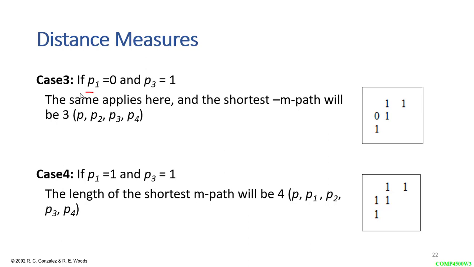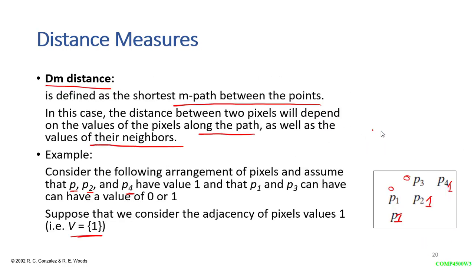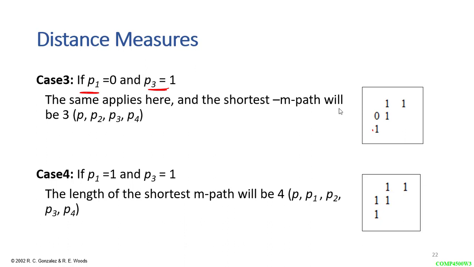Now, if P1 is equal to 0 and P3 is equal to 1, the path will be equal to 3. We will go P, P2, P3, and then to P4. Now, in the case where all of them are ones, the shortest path will also be equal to 4. We'll go 1, 2, 3, 4.